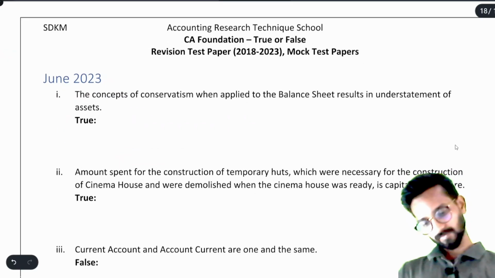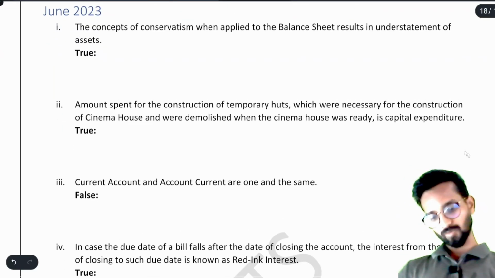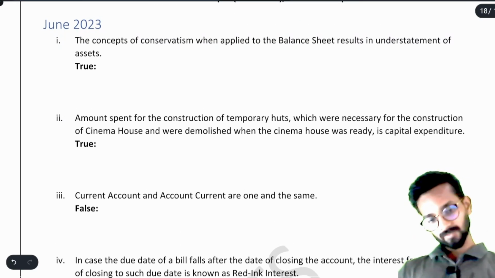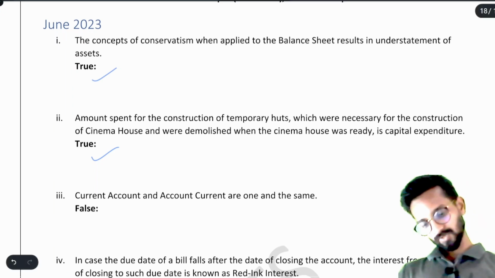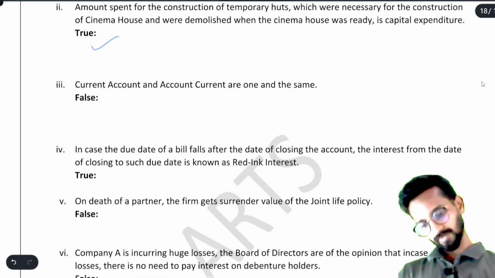After this, June 23, the most recent mock test paper we have here. Chalo, the first question is the concept of conservatism when applied. This we have discussed. Amount spent on temporary huts is also done. Current account and account current are one and the same. Arey, if they were the same only, why will they have different names? They are absolutely not one and the same, and we will write the answer here.